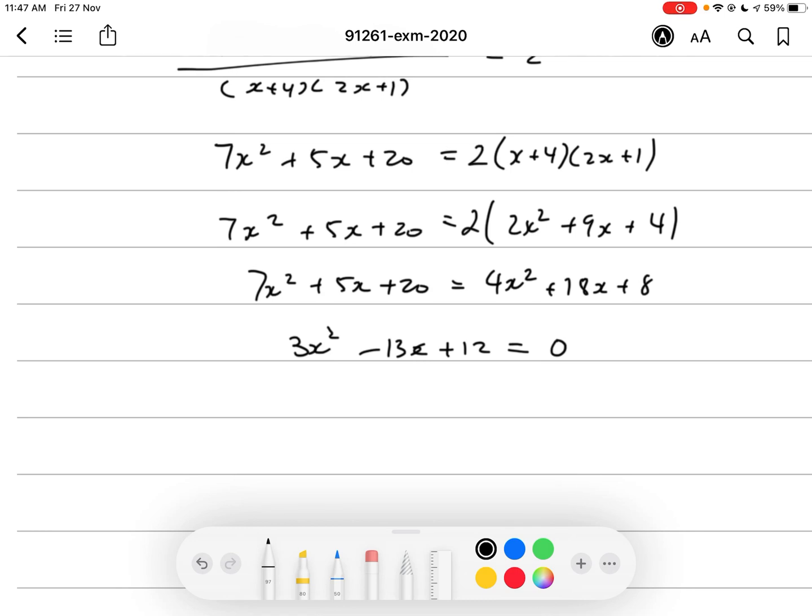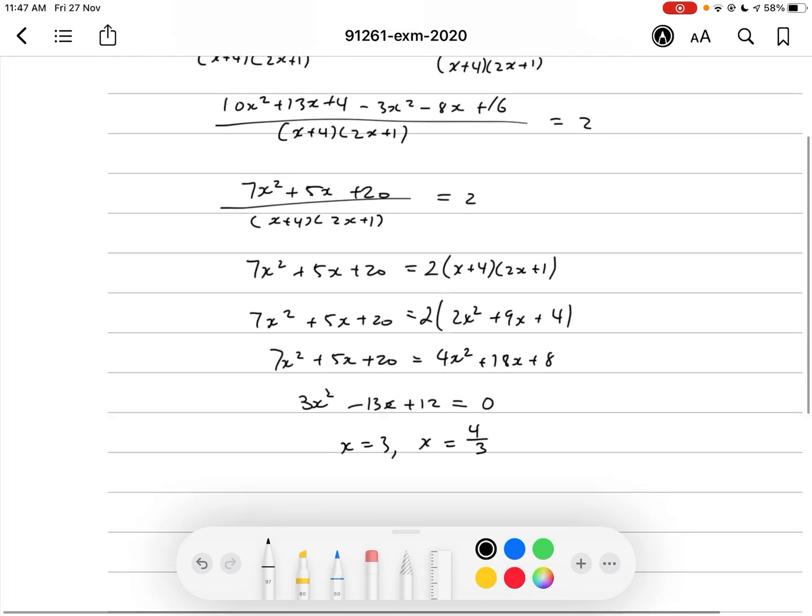Alright, now we just need to solve this polynomial. We should get x equals 3, or x equals 4 over 3. Let me just double check this one.